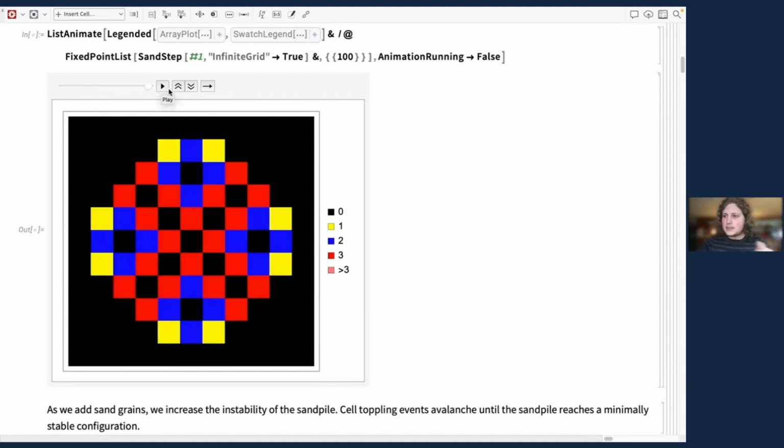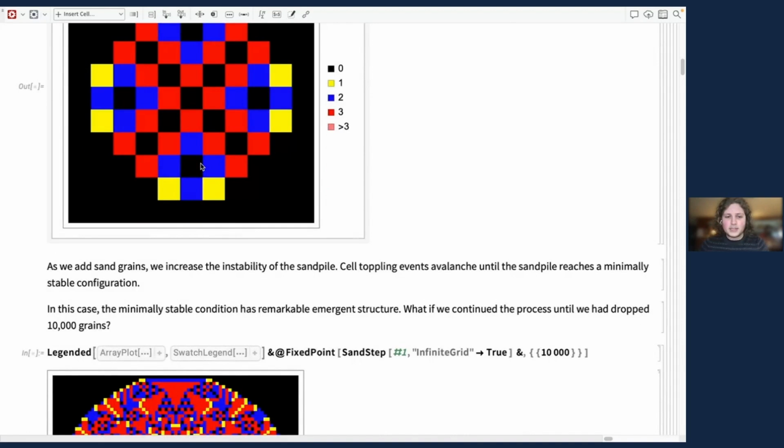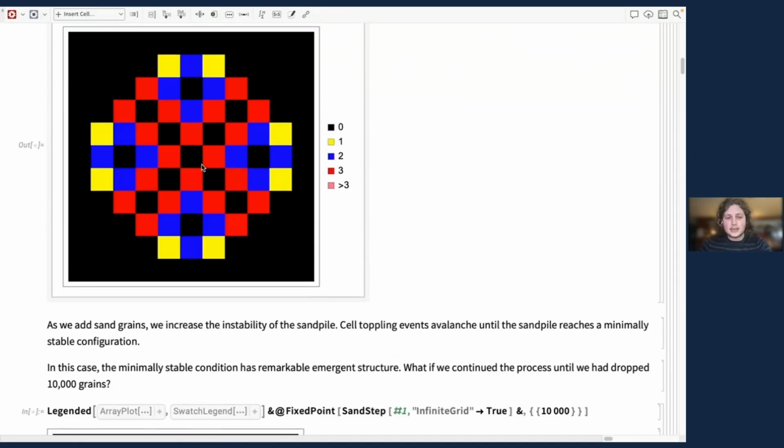So already there's this pattern that's emerging from the behavior of the system, but we haven't seen self-organized criticality yet. We've seen self-organization, but we haven't seen the criticality part of this model yet. So as we add sand grains in this column, we've increased the instability of the sand pile, and we've triggered this toppling that will continue until the sand pile reaches what we call a minimally stable configuration. And in this case, the minimally stable configuration has some interesting properties. So it has some symmetry.